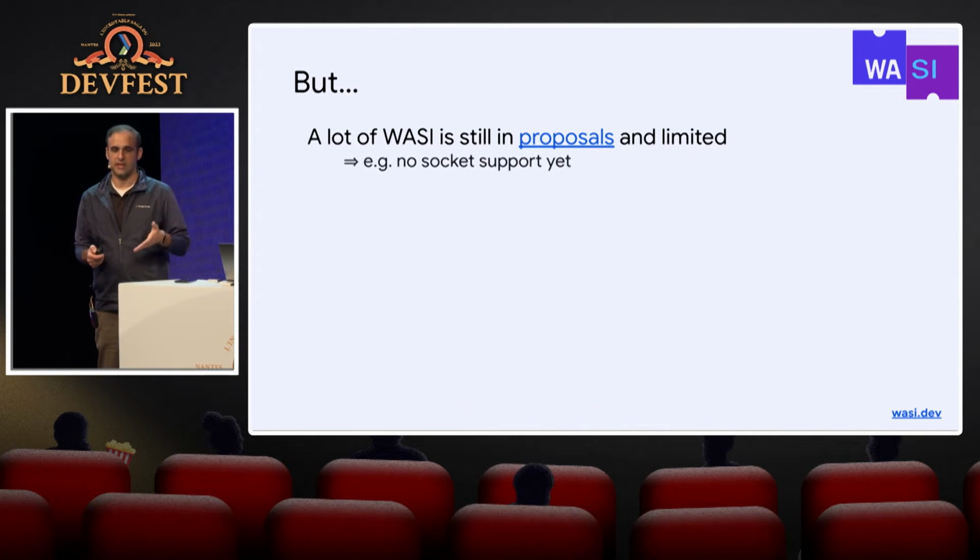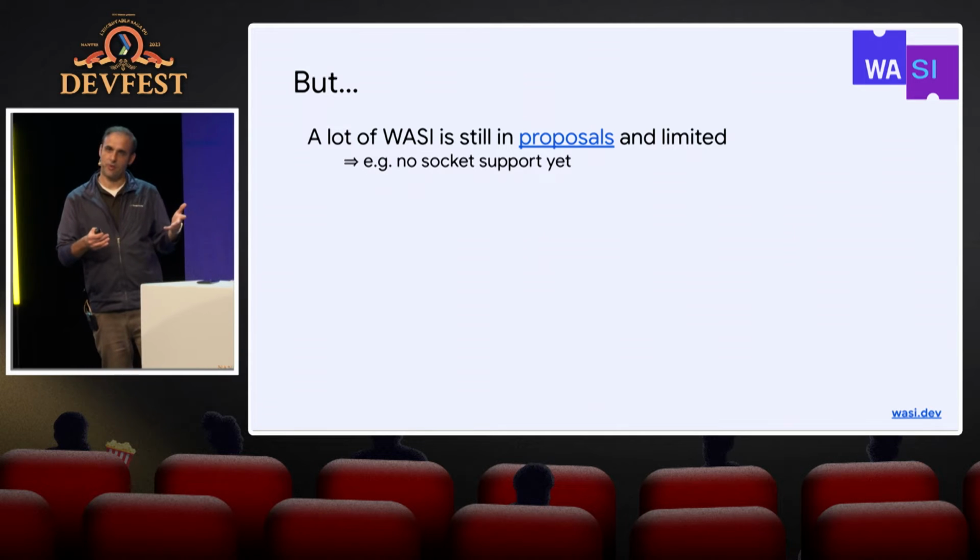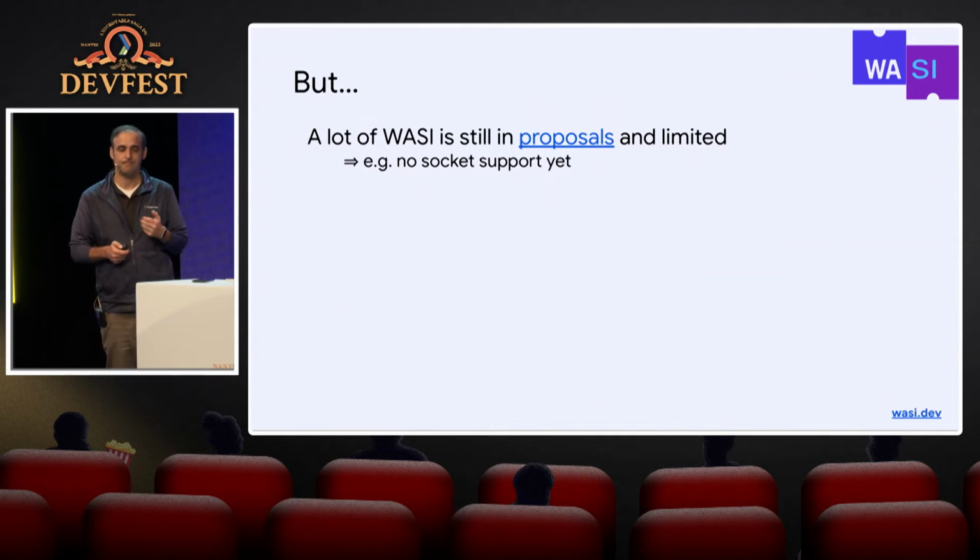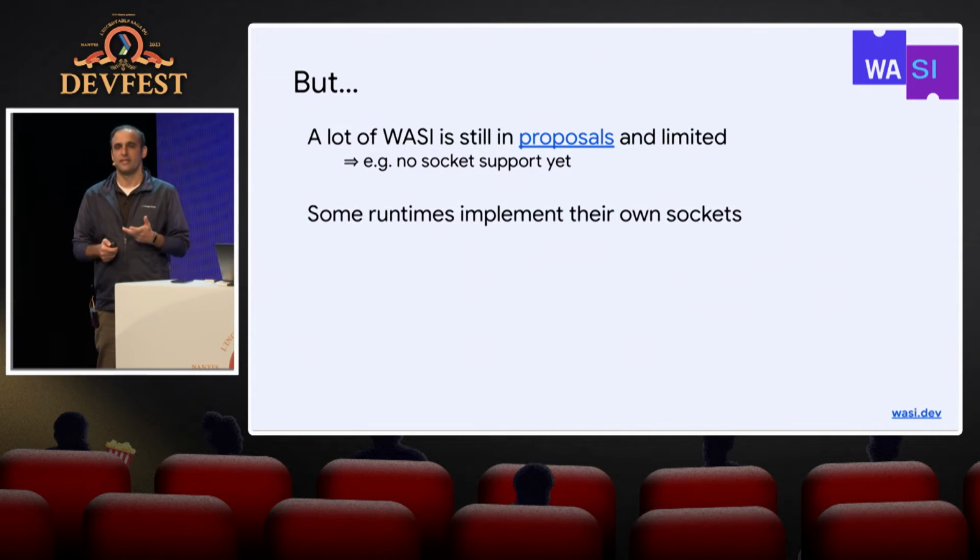And one of the main things that's missing, for example, is socket support. So there's a proposal for sockets, but it's not implemented yet in all the runtimes. It's not finalized. So what that means is that if you want to write, let's say, a microservice in WebAssembly, you can't read and write from a socket, and that's quite limiting, right? Because of these limitations of WASI, some runtimes started implementing some workarounds.